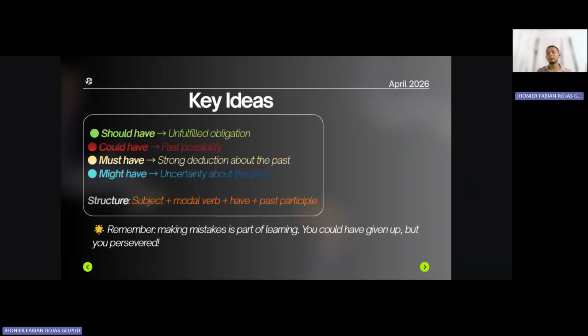Remember, making mistakes is part of learning. You could have given up, but you persevered.